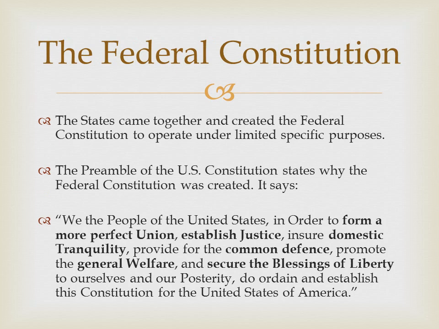The Federal Constitution. The states came together and created the Federal Constitution to operate under limited specific purposes. The preamble of the U.S. Constitution states why the Federal Constitution was created. It says, "We the people of the United States, in order to form a more perfect union, establish justice, ensure domestic tranquility, provide for the common defense, promote the general welfare, and secure the blessings of liberty to ourselves and our posterity, do ordain and establish this Constitution for the United States of America."